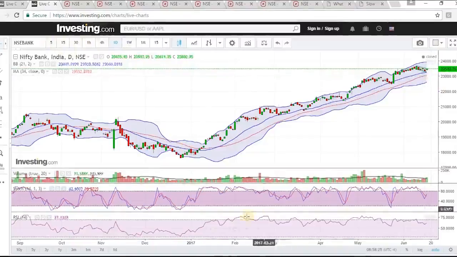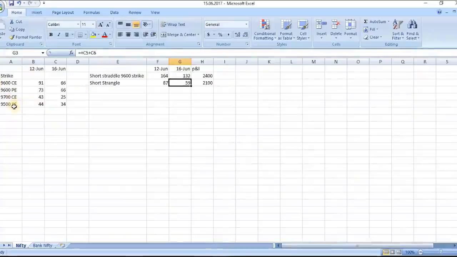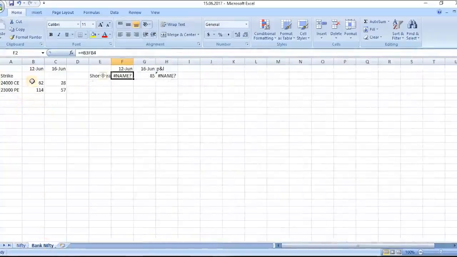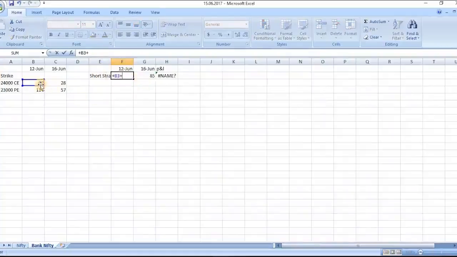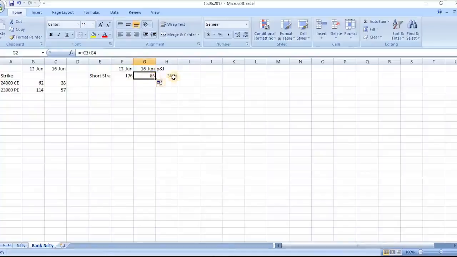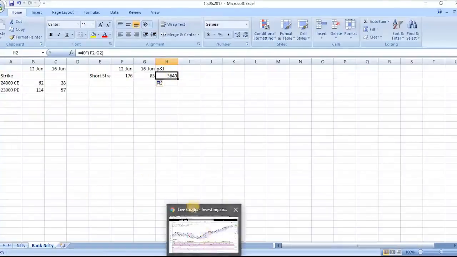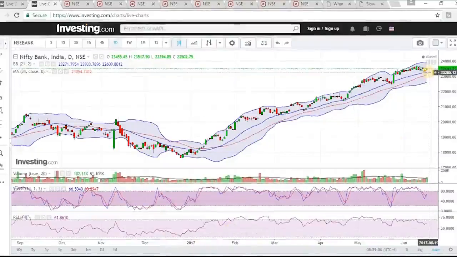Now, with the consolidation in mind, someone could have also gone short in a short strangle in the Bank Nifty. Let us calculate it. The short strangle here was 176 rupees, and today at the day closing it is 85 rupees. So a total of 3640 someone could have made, and that is quite a goodish bit of profit with a very tight stop loss. So that is about the Nifty and Bank Nifty.